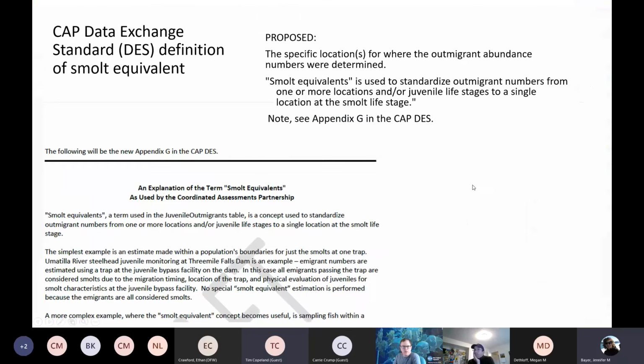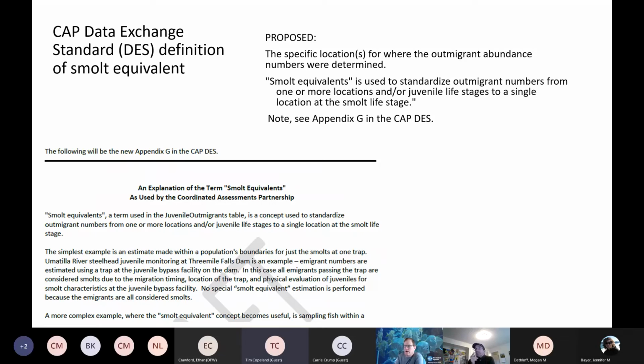Okay. So the next slide, Mike. Yeah. So looking through all these things for this meeting and looking back through the DES, I kind of realized we don't even have the term smolt equivalents actually defined in the DES. I mean, we kind of do, but it's not explicit. I've got what I'm proposing, which is: smolt equivalence is outmigrant numbers standardized to a single location at the smolt life stage. I think that's succinct and accurate, I hope. So that's what I would like to put into the DES or bring to the DDT for official adoption.